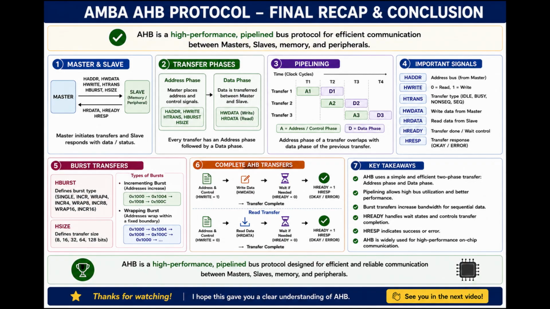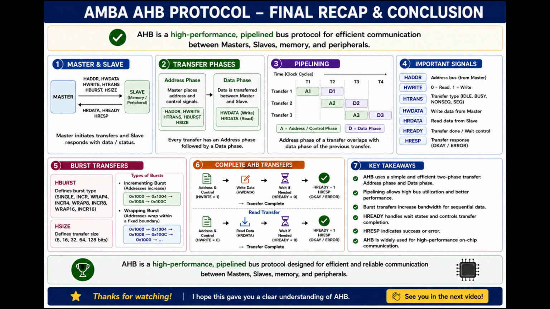Let's quickly recap what we learned about the AMBA AHB protocol till now. We learned how the master and slave communicate, how each transfer uses an address phase and data phase, and how these phases can overlap through pipelining. We also covered important signals such as HADDR, HWRITE, HTRANS, HWDATA, HRDATA, HREADY, and HRESP.